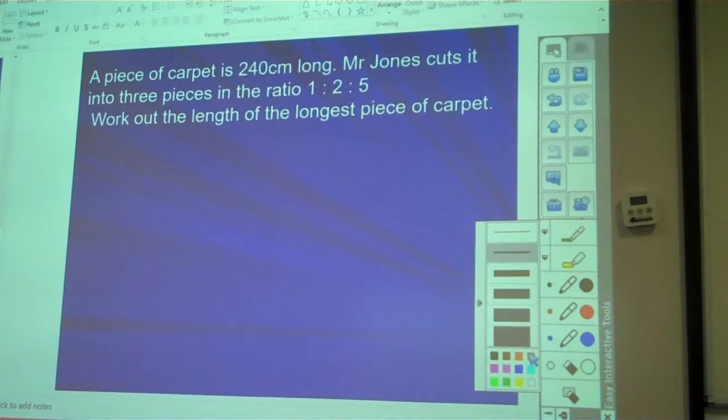Right, okay, so we're going to share in a ratio. So the first question here says, a piece of carpet is 240 centimetres long. Mr. Jones cuts it into 3 pieces in the ratio 1 to 2 to 5. Work out the length of the longest piece of carpet.